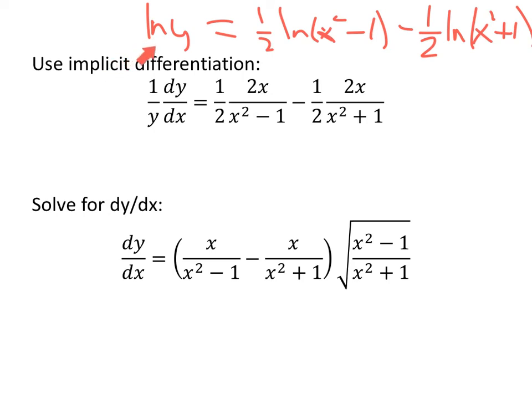My derivative, the derivative of the natural log of y is 1 over y dy/dx. Leave the 1/2. The derivative of the natural log of x squared minus 1 is 2x over x squared minus 1, derivative of the inside divided by the inside, minus 1/2. Derivative of x squared plus 1 is 2x over x squared plus 1. And I can simplify, my 2's cancel in each of my quotients, multiplying on both sides by y, and I wrote it in the form of the square root of the quotient x squared minus 1 over x squared plus 1. Do I decide to multiply here?